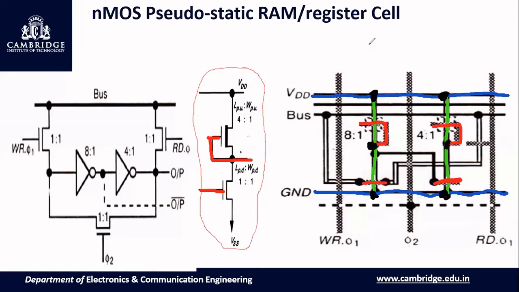And for the depletion mode transistor, we'll have to draw the implant that is drawn here. You can make out here, the implant is drawn in dotted line. Done. So the inverter stick diagram has been drawn.